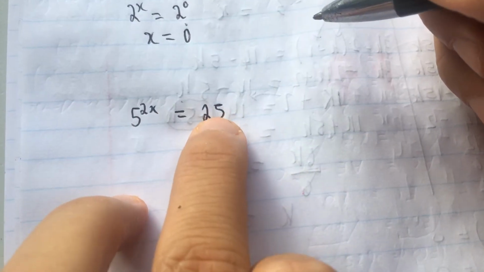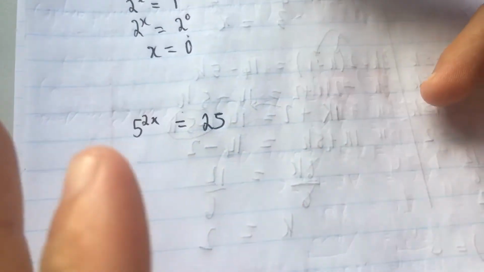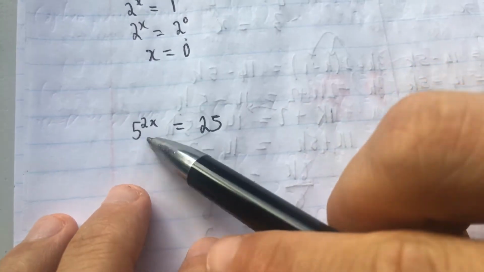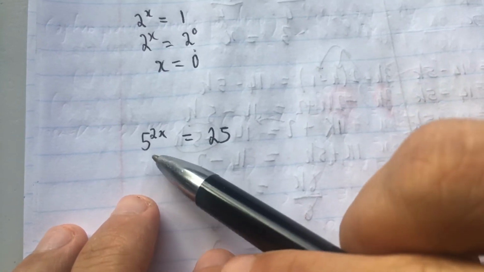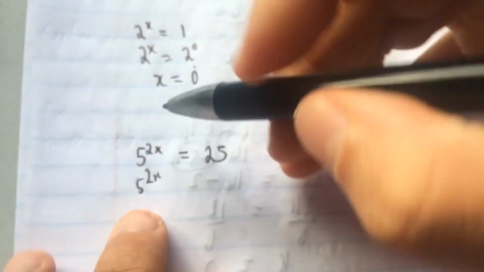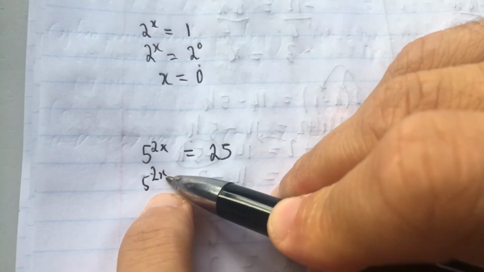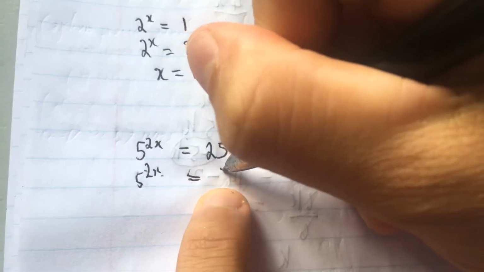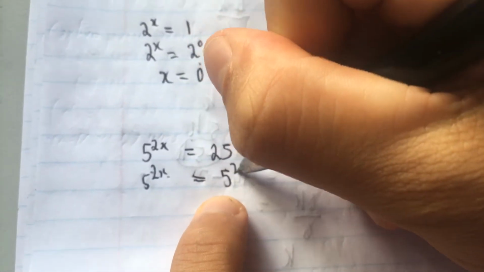Okay, let's look at the next one. So I've got 5 and 25. So I'm bringing it in grade 8. They'll always put the base on the side for you. So you know the base is going to be 5. So I say 5, 2x. Now that is 2 times what? And then 25 I can write as 5 squared. Because what's 5 squared? 25.